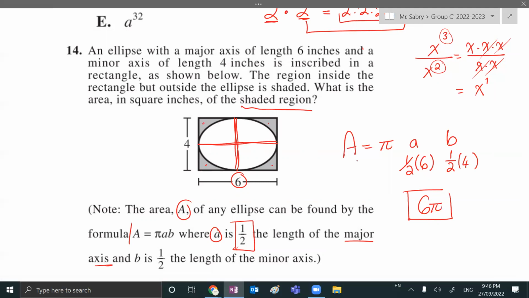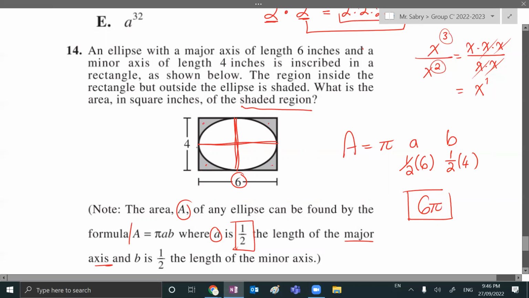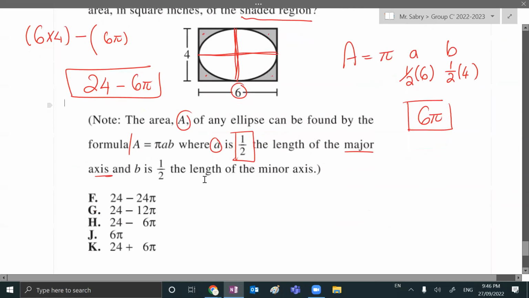If I want the shaded region, I'll get the area of the whole rectangle and remove from it the white part in the middle. I'll remove from it the ellipse inside. So it actually should be first the area of the rectangle, which is 6 times 4, then minus the area of the ellipse, which is 6 pi. So 6 times 4 will become 24 minus 6 pi. So the actual answer is not J, instead it is H.